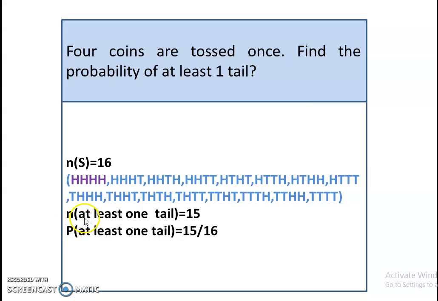Now the event is getting at least 1 tail. So except this particular outcome, all are in favor of at least 1 tail. In all outcomes we have at least 1 tail. So there are 15 outcomes in favor of this event. Now the probability of getting at least 1 tail will be 15 upon 16, as the formula is Ne upon Ns, right? Hope this particular solution is clear.